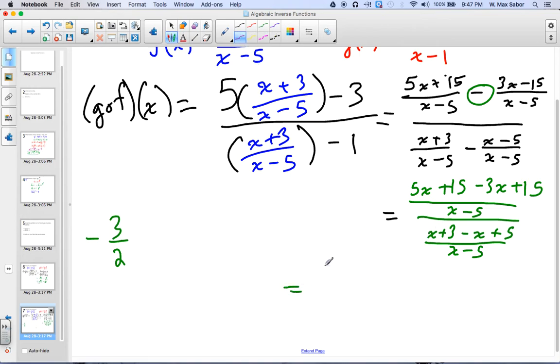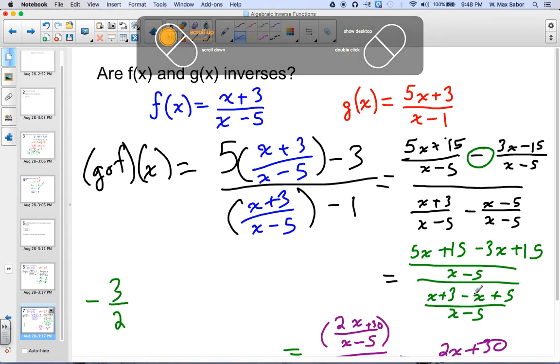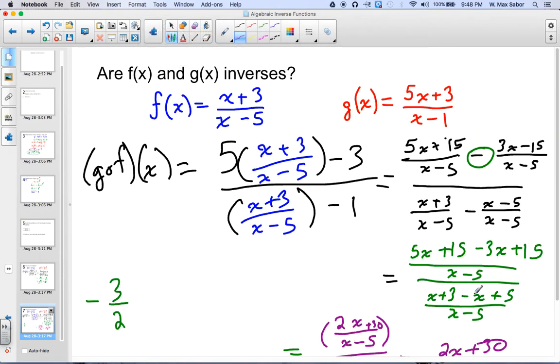Now simplify the numerator. The numerator is 5x minus 3x is 2x, 15 plus 15 is 30 over x minus 5. In the denominator, we have 8 over x minus 5, which isn't working out. That will give us 2x plus 30 over 8. So that looks like they're not inverses. Did I make a mistake?